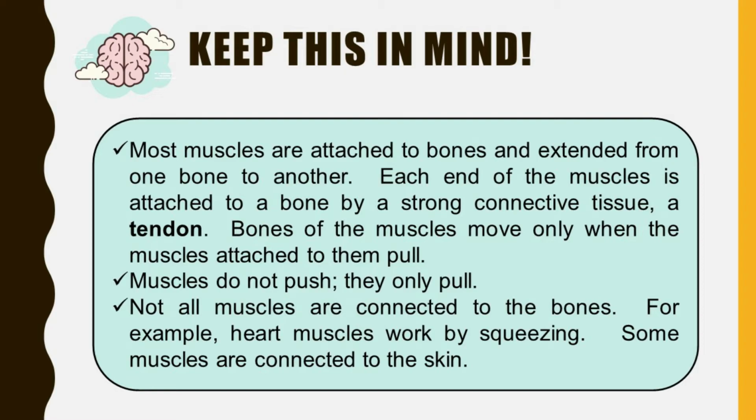Most muscles are attached to bones and extended from one bone to another. Each end of the muscles is attached to a bone by a strong connective tissue, which is called a tendon. Bones of the muscles move only when the muscles attached to them pull. Muscles do not push, they only pull. Not all muscles are connected to the bones. For example, heart muscles work by squeezing. Some muscles are connected to the skin.